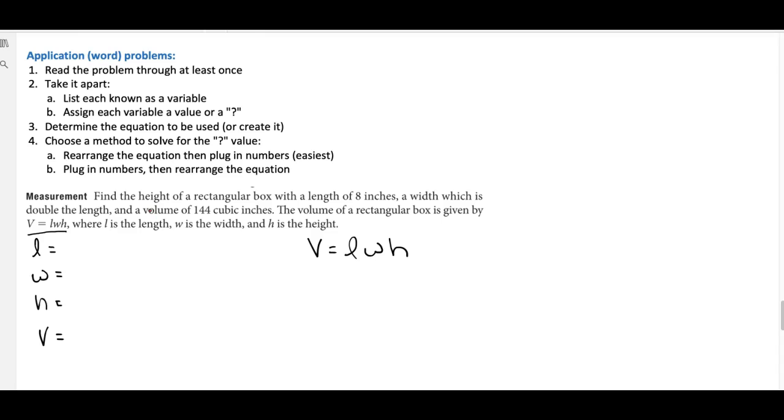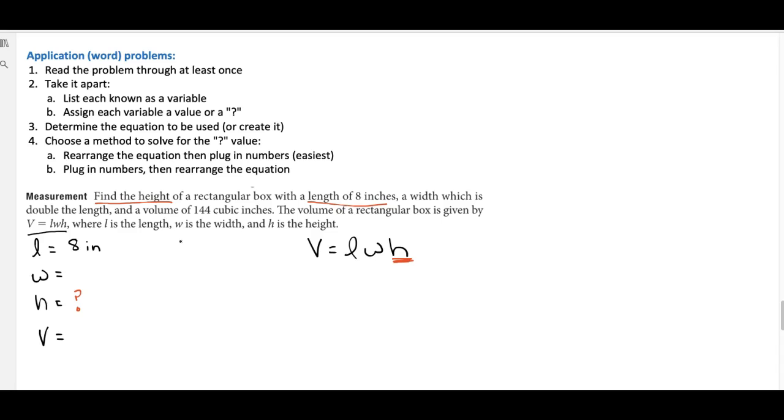So I'm going to use red. Find the height of a rectangular box with a length of 8, and it says find the height, okay? So find the height, that means that is our big question mark. That's what we're looking for, okay? In other words, we're probably going to have to rearrange this equation for H. All right. It has a length of 8 inches. Great. So now we know the length. It's 8 inches.